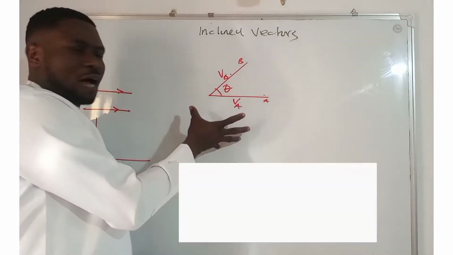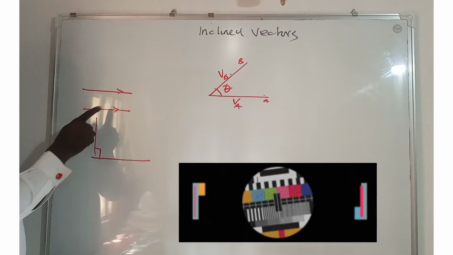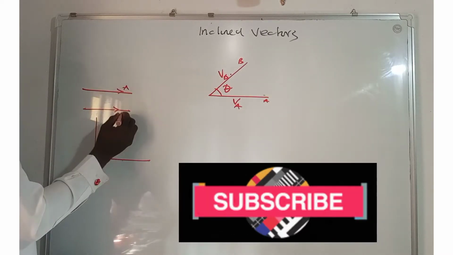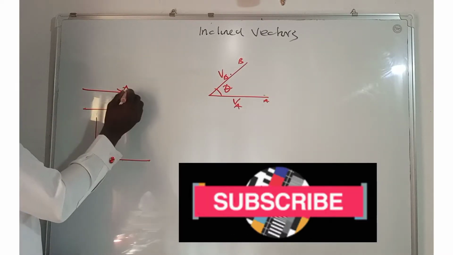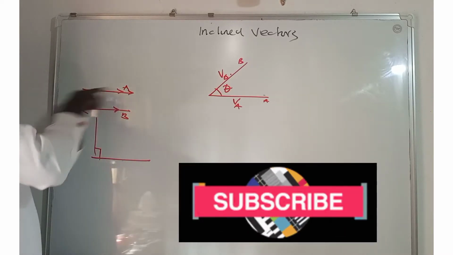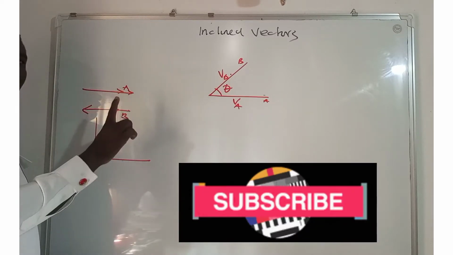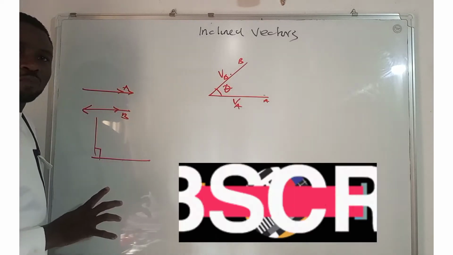Now, supposing we have something like this, these are two vectors. Just like here we have two vectors: here is vector A, here is vector B. This one is moving this way and this one is moving this way. They are parallel, they will never meet. And because they will never meet, you say this is a case of parallel vectors.